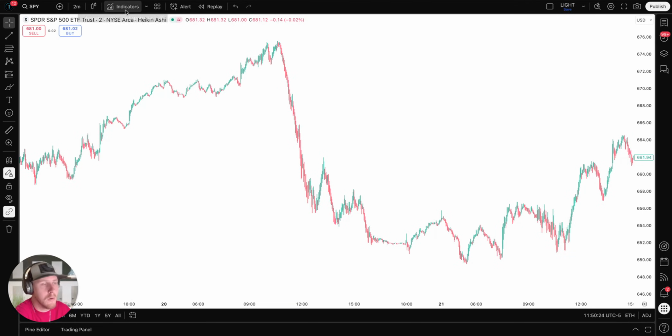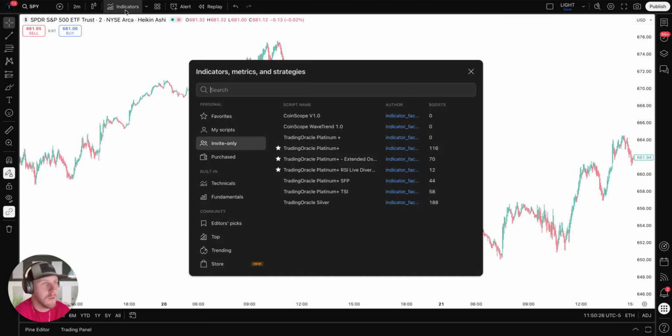So you're going to go up here right after, about 5 or 10 minutes. You're going to click indicators, go to invite only, and this is the one right here. So Platinum Plus RSI Live Divergence, and you're just going to click that one time. It'll add it to your chart.